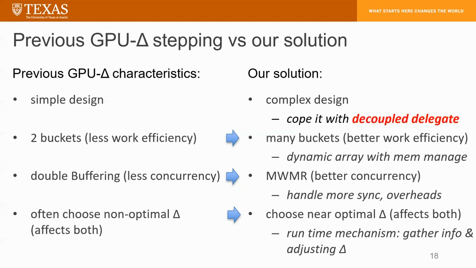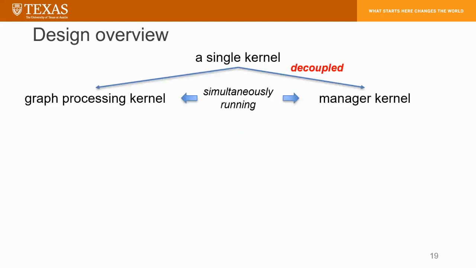And to cope with it, we use a technique called decoupled delegate. So the basic idea is we decouple a single kernel into two kernels with different functionality. The graph processing kernel handles vertex update. Basically, that's the main work of single source shortest path. And the manager kernel handles work scheduling. Those two kernels run simultaneously on the same GPU. So essentially, this manager kernel is a delegate that handles work scheduling on behalf of the graph processing kernel. So that's why our solution is called decoupled delegate.